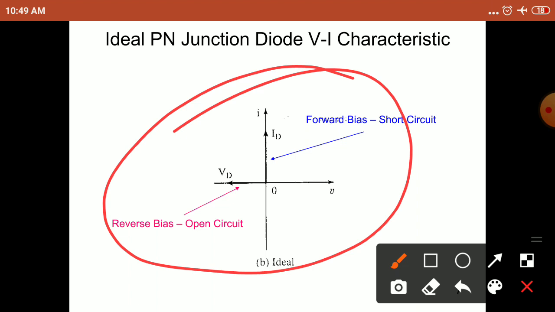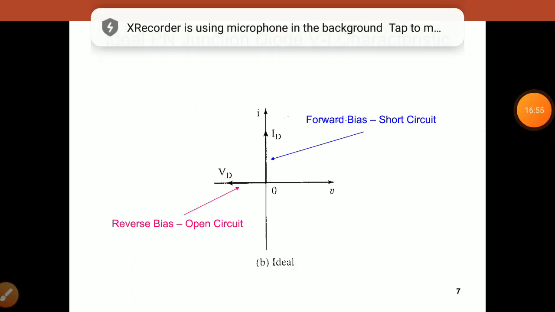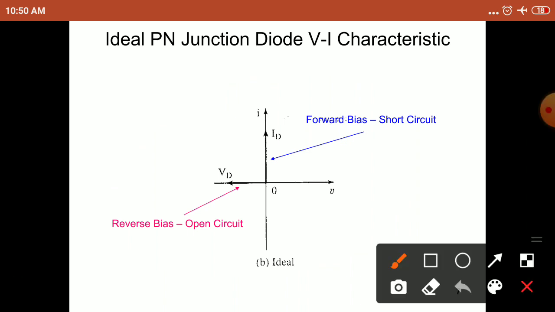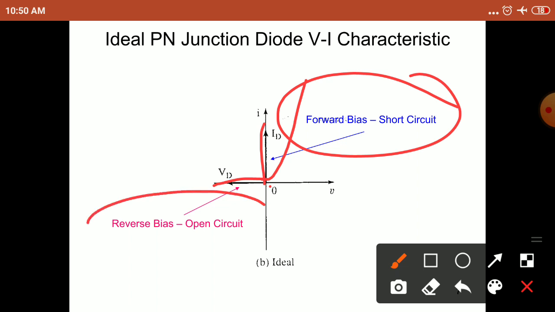VI characteristics. Here also we have forward biased conduction and reverse biased conduction, definitely. As it's an ideal diode, this is the characteristics. In the previous one, you have to apply a small voltage and then the current increases. Here the current increases directly. So here also there is the voltage and current equation, for the forward biased condition and reverse biased condition.